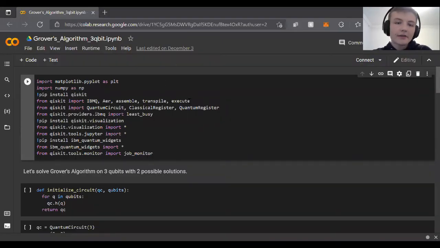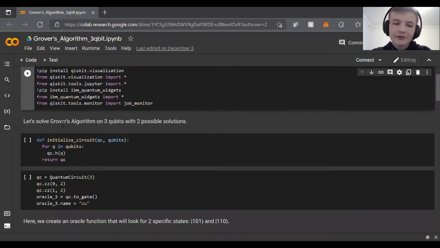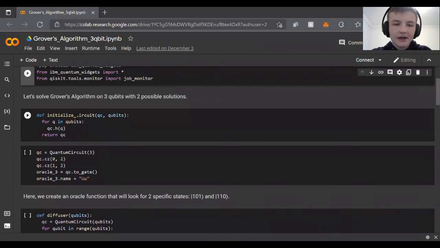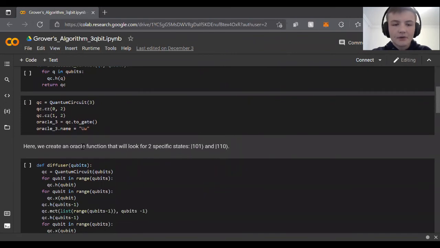Okay, here we are in the 3-qubit example. Once again, we have the exact same imports as last time. This time we'll solve Grover's algorithm on 3 qubits with 2 possible solutions. So, we define this initialization function, which applies Hadamards to each of the qubits. We will create an oracle function that will look for 2 specific states, in this case, 101 and 110.